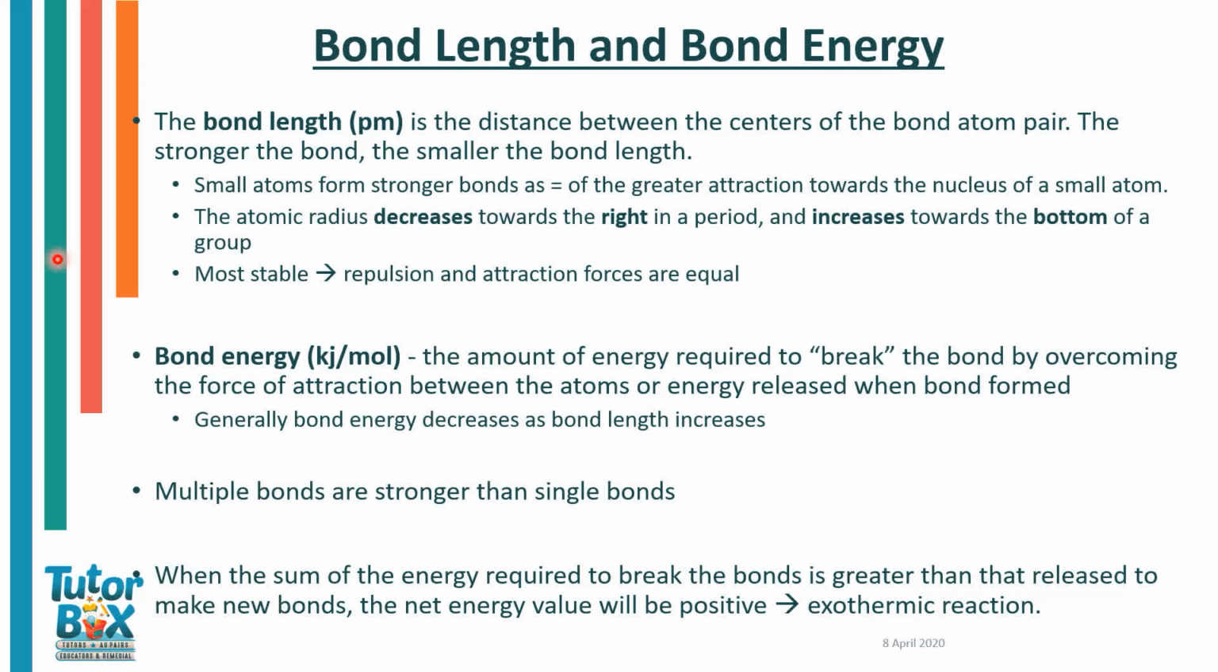So just to quickly recap, the bond length is the distance between the centers. The bond energy is the amount required to break that bond. Multiple bonds are stronger, and generally if your bond energy increases, your bond length will decrease, because if they're closer together, they'll be a lot more difficult to separate.